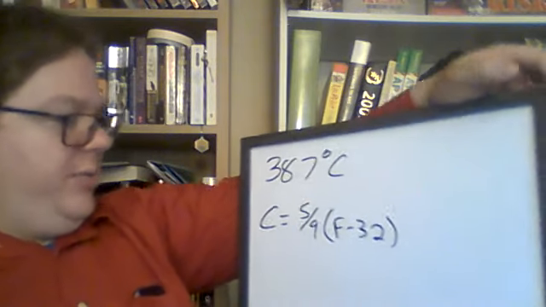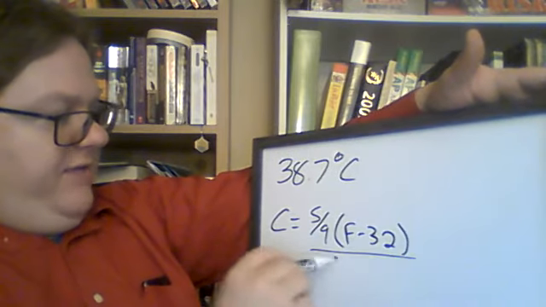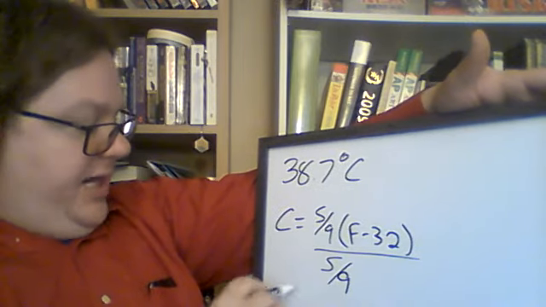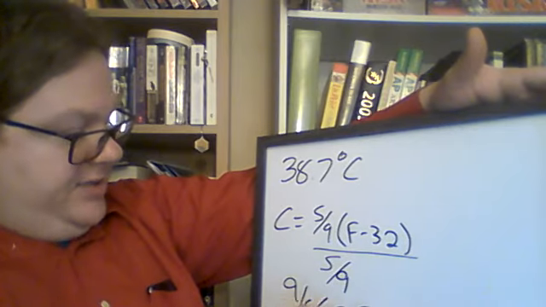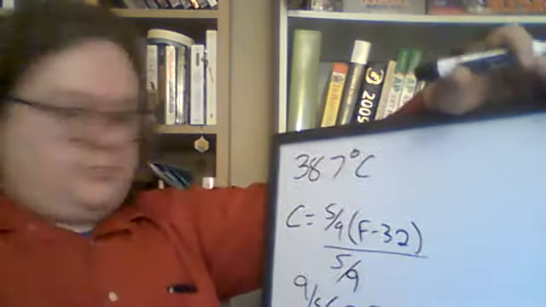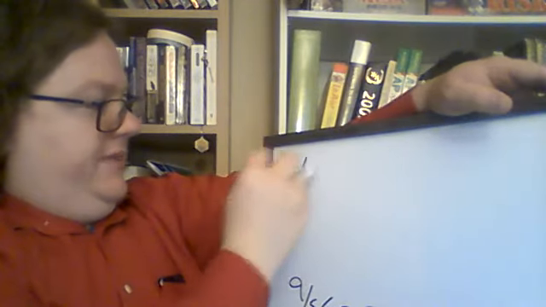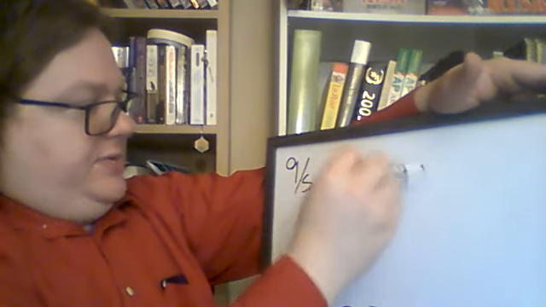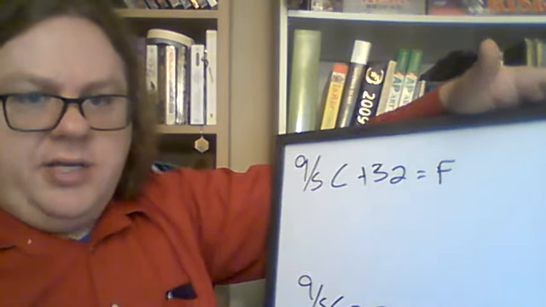Okay, so basically what we got to do is rework this. So we're going to divide by 5/9, which means multiply by 9/5. So 9/5 C equals F minus 32. 9/5 C plus 32 equals F. And they gave us 38.7.